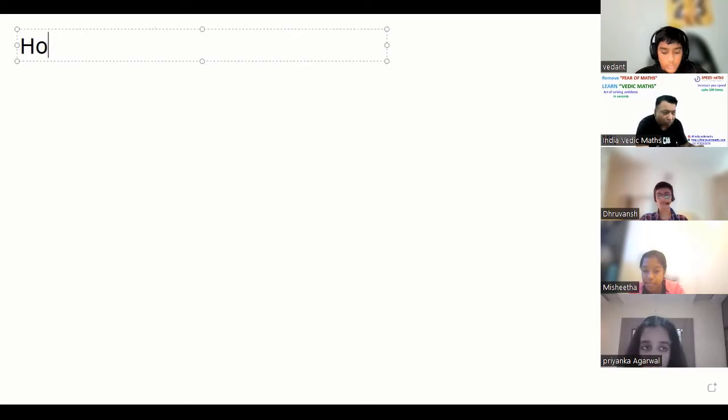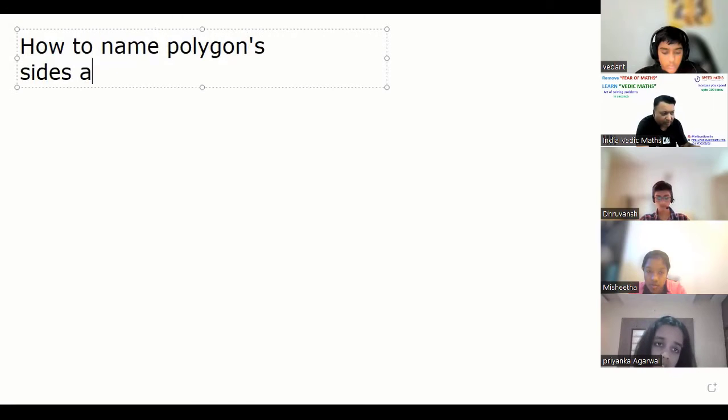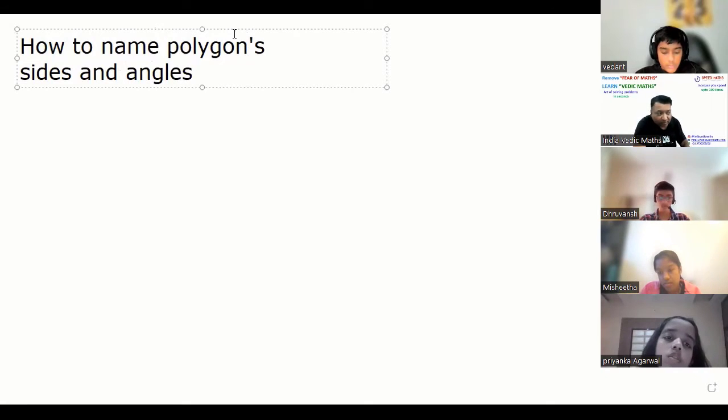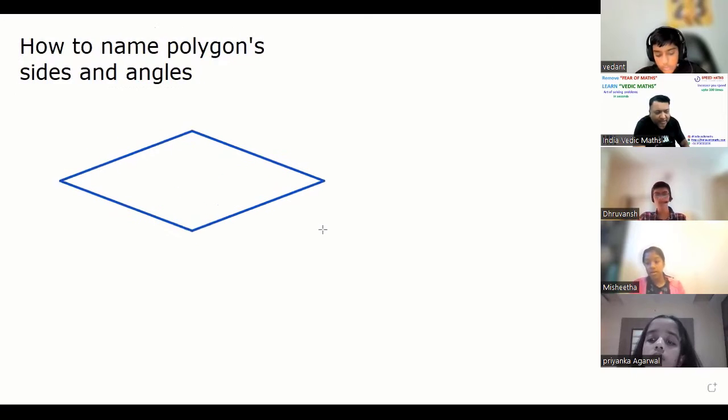Now, how to name a polygon? Sides and angles. A lot of confusion is there. A lot of people ask me, sir, and they tell it wrong, so this is for you people. Suppose I draw something like this. Is it a polygon or not? It is a polygon.